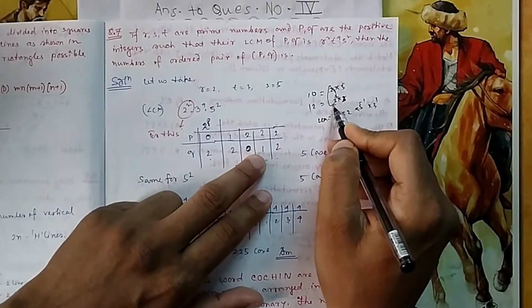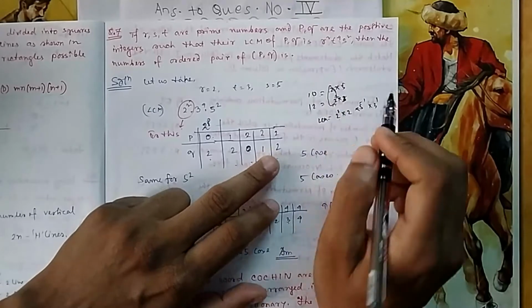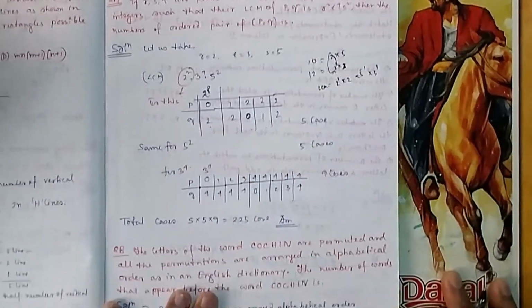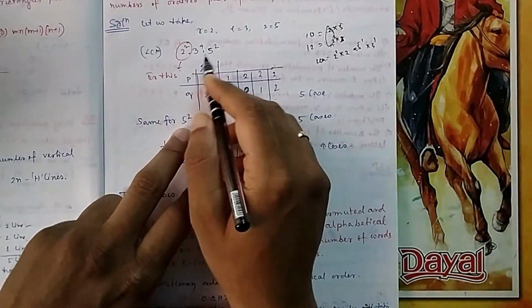It can be 1 here. It can be 2 here if there is 2. Okay, so these are the 5 cases you have as possibilities. Similarly for 5 square also you will have 5 cases.